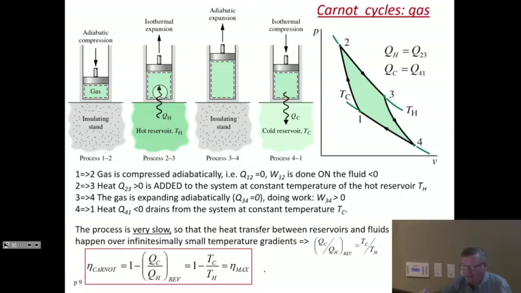As you add heat to that thing, the system will expand, but you also make sure that the temperature is constant. So you expand at a constant temperature. It's an isothermal expansion. So we add heat at a constant temperature, TH. So we were here at 2, and we expand. So we are at a constant temperature, TH.